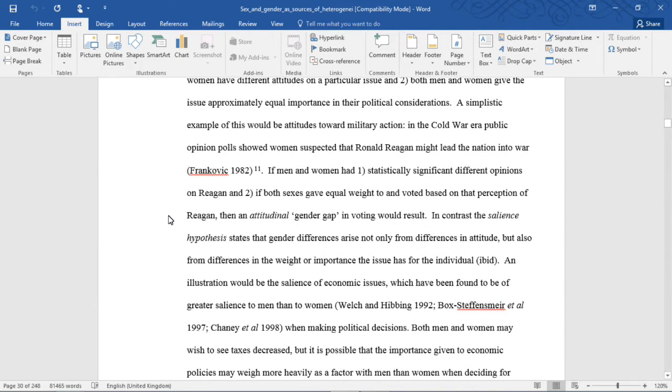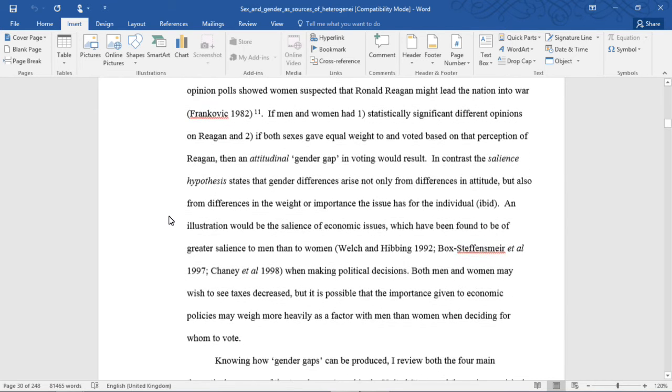A simplistic example of this would be attitudes toward military actions. In the Cold War era, public opinion polls showed women suspected that Ronald Reagan might lead the nation into war. If men and women had one, statistically significant different opinions on Reagan, and two, if both sexes gave equal weight to and voted based upon that perception of Reagan, then an attitudinal gender gap in voting would result.